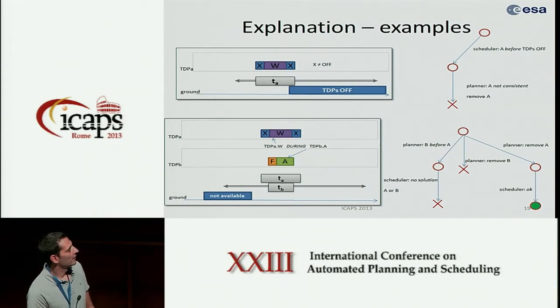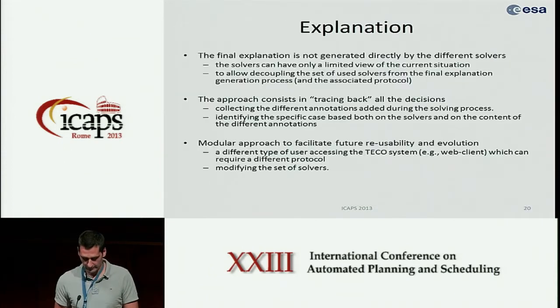But if you try to go back and see why A was not allocated, at first sight one can say, okay, because it was not possible to schedule. But it was not possible to schedule because the planner added this. So we have to go back to the planner and try to understand why the planner added this. And this is what we're doing now.